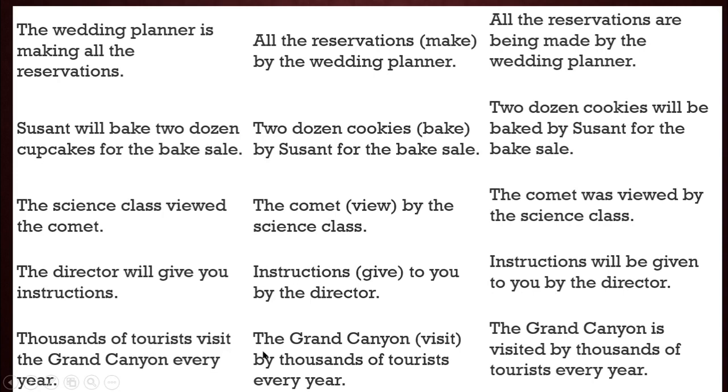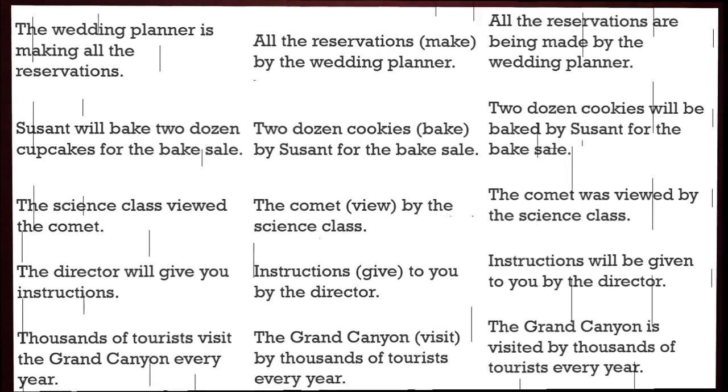Thousands of tourists visit the Grand Canyon every year. The passive form will be, and you will get the question like this: the Grand Canyon visited by thousands of tourists every year. So here the sentence is in present indefinite tense. So we are going to add the auxiliary verb is. Yes, we use three auxiliary verbs for present form: am, is, are. Okay, dear boys, so here we are going to write down is visited. The Grand Canyon is visited by thousands of tourists every year.